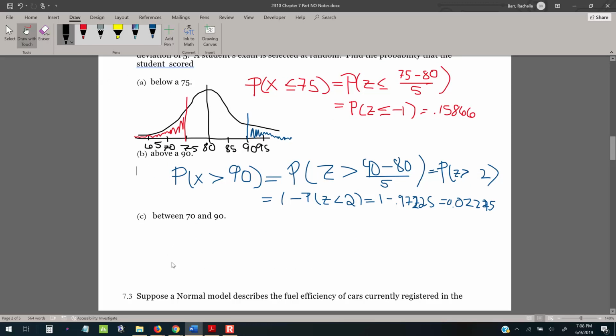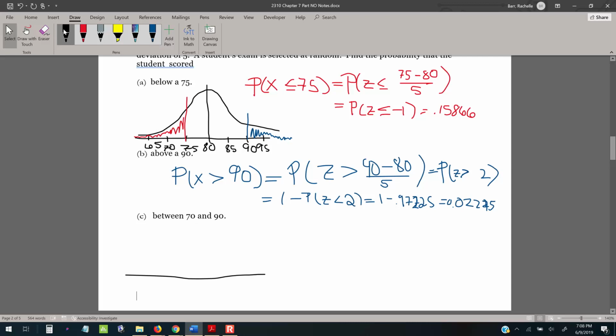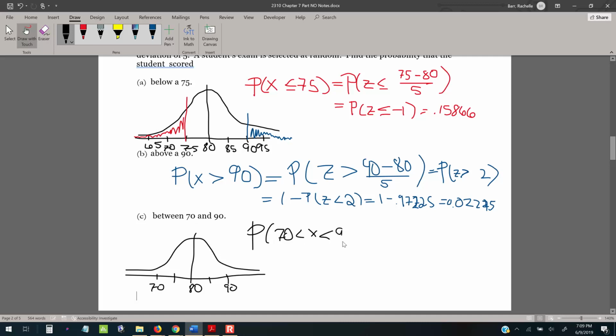You can do all the same stuff. So I'm going to do a quick sketch right here. And if you notice looking at the information above, 70 is 2 standard deviations in this direction, and 90 is 2 in this direction. So if I was to write this as a probability statement, I would say x is between 70 and 90.